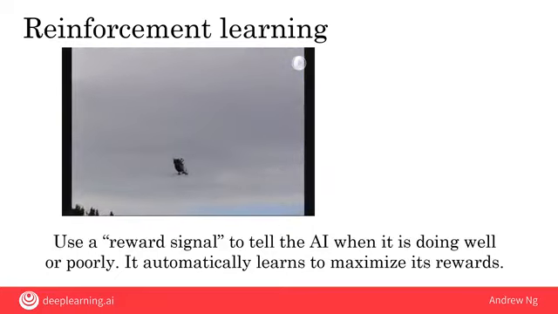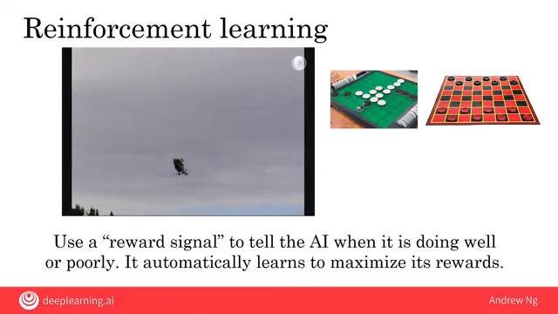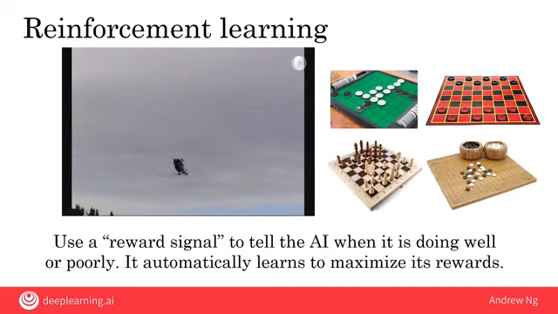In addition to robotic control, reinforcement learning has also had a lot of traction playing games. Games such as Othello or checkers or chess or Go. You might have heard of AlphaGo, which did a very good job playing Go using reinforcement learning. And reinforcement learning has also been very effective at playing video games.